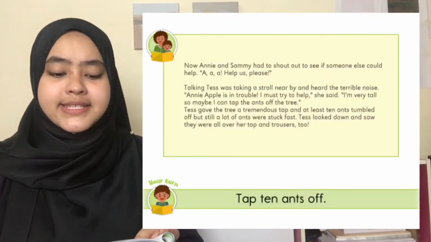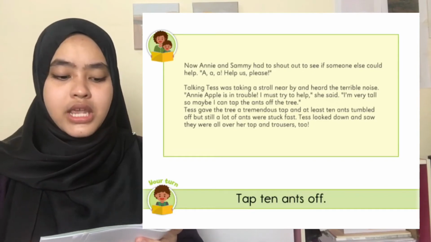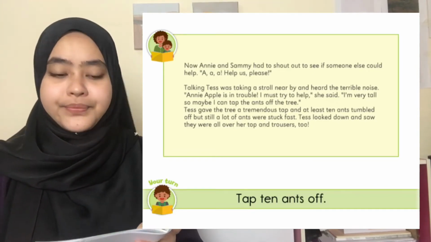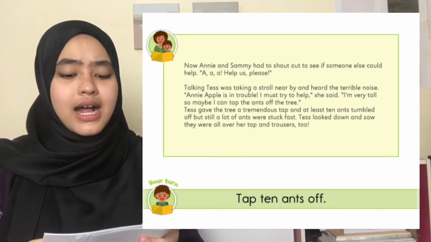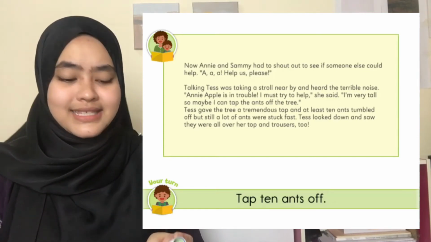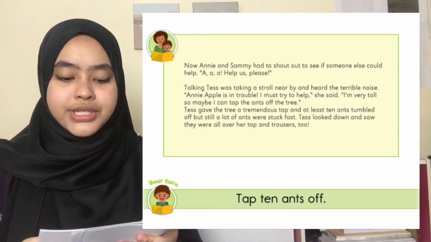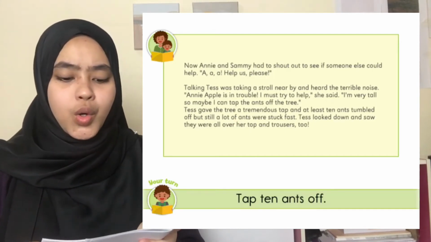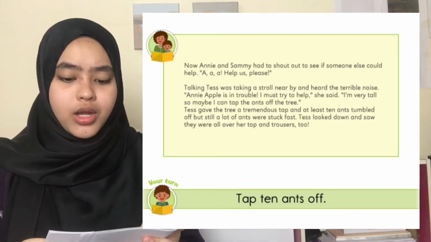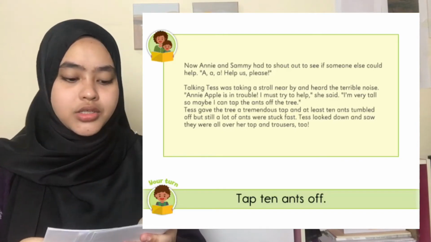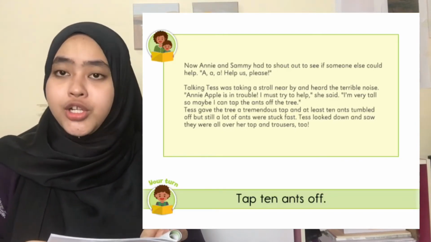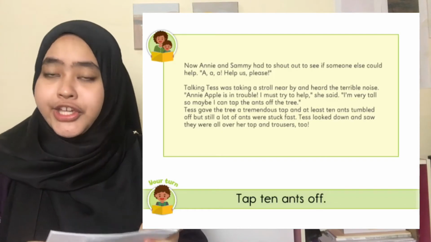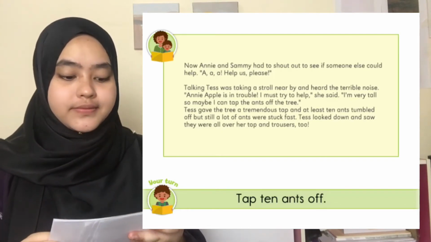Now, Annie and Sammy had to shout out to see if someone else could help. "Help us, please!" Talking Tess was taking a stroll nearby and heard the terrible noise. "Annie Apple is in trouble. I must try to help," she said. "I'm very tall, so maybe I can tap the ants off the tree."